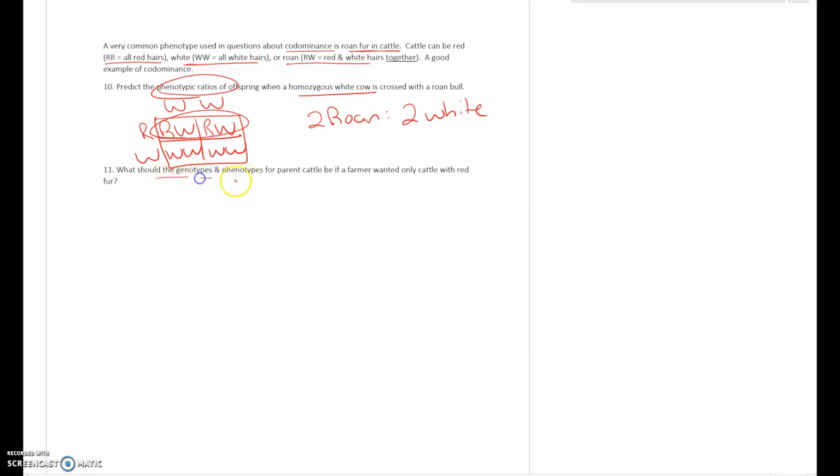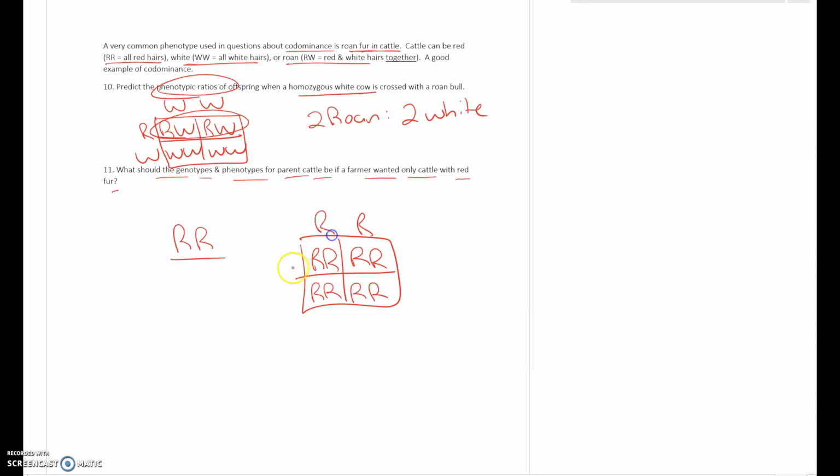And what should the phenotype and genotypes for parent cattle be if the farmer wanted only cattle with red fur? So if they want only red fur, their offspring have to be RR. The only way we can ensure that a cross would only end up with RR offspring would be if both of the parents were RR. So the only way we can make sure that we have baby cattle that are red fur is to start out with 2 cows that are both red fur.